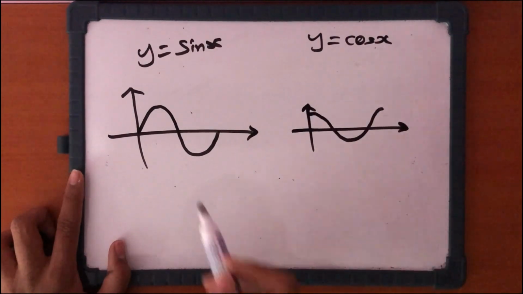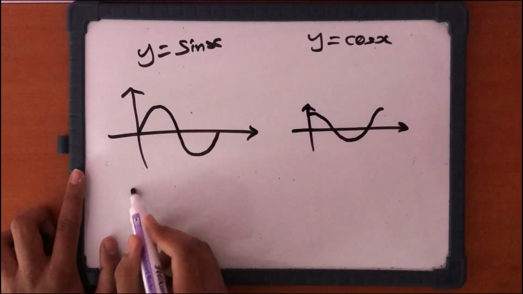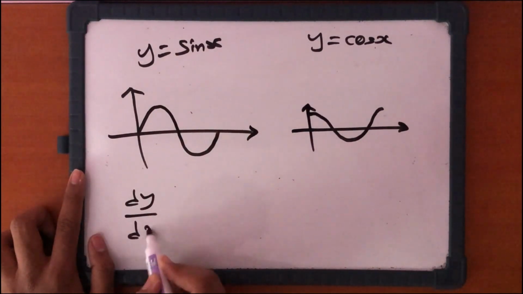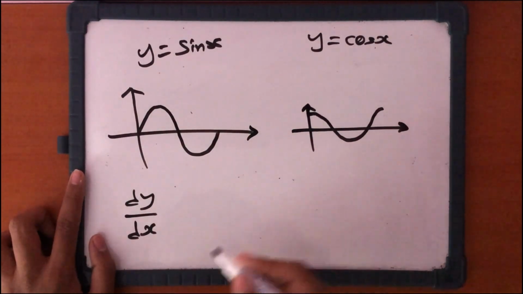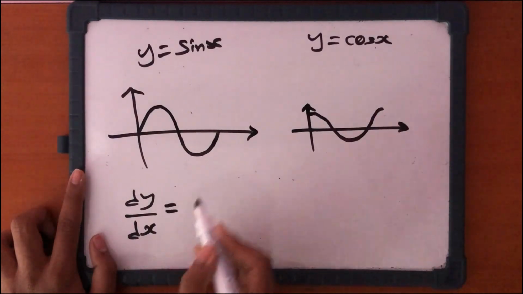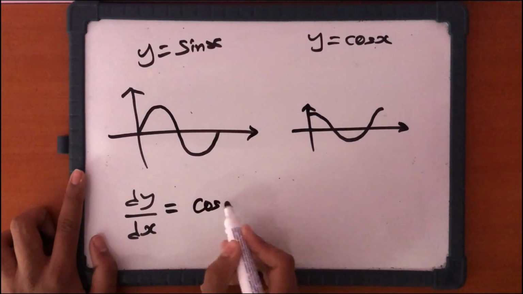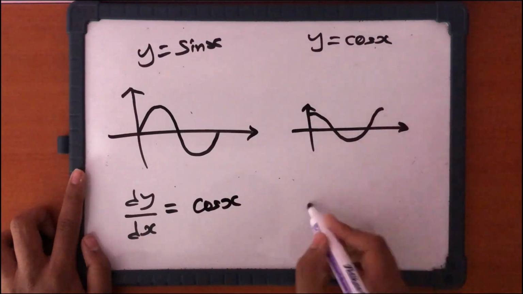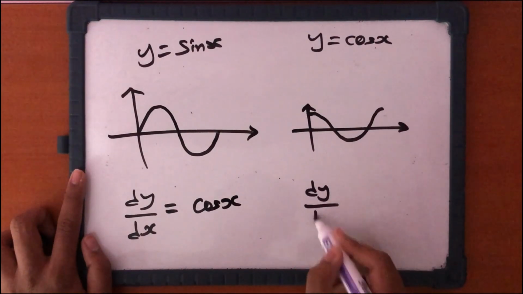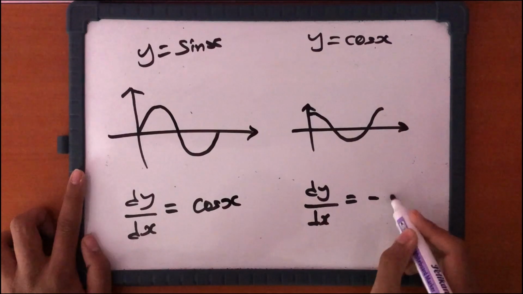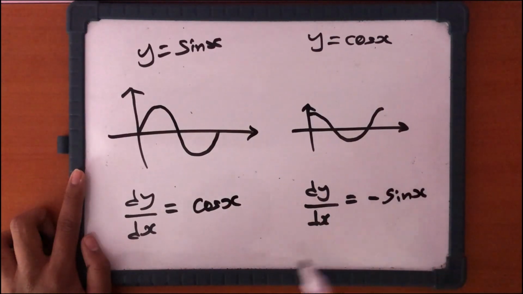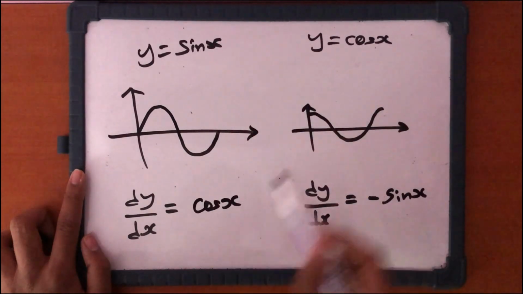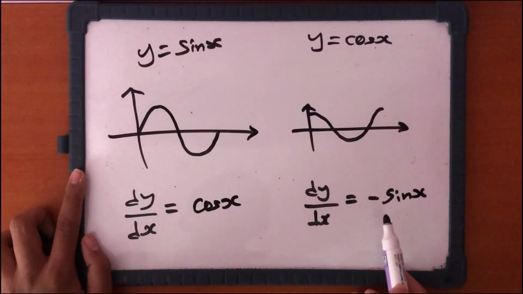right? So dy/dx of sine x, this is just a basic definition you need to learn. The proof is actually very complex, so you don't need to know that. The derivative of sine x is just cosine x. This is just a simple definition you need to know. And the derivative of cosine x is negative sine x. So the gradient function of sine x is cosine x. The gradient function of cosine x is negative sine x.